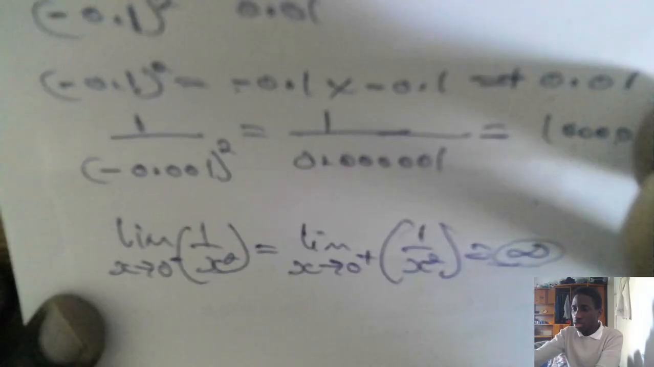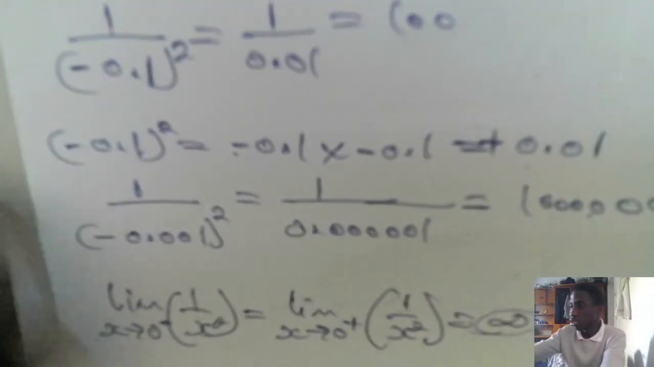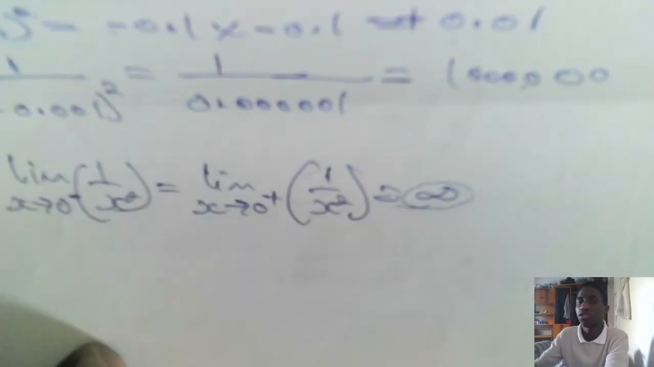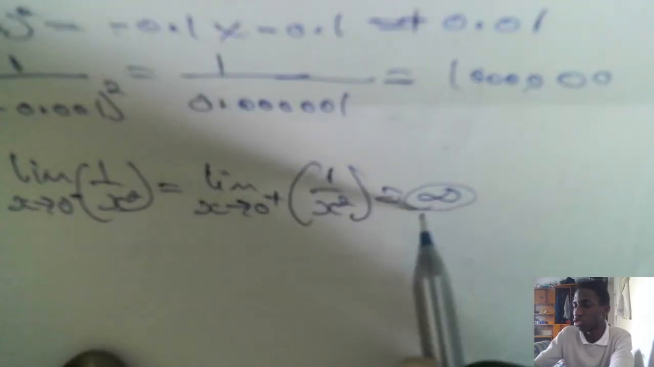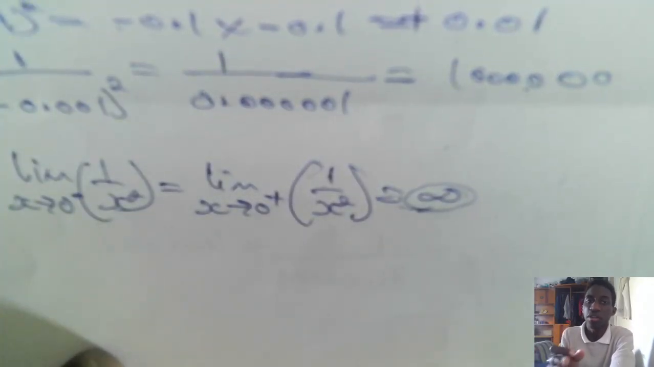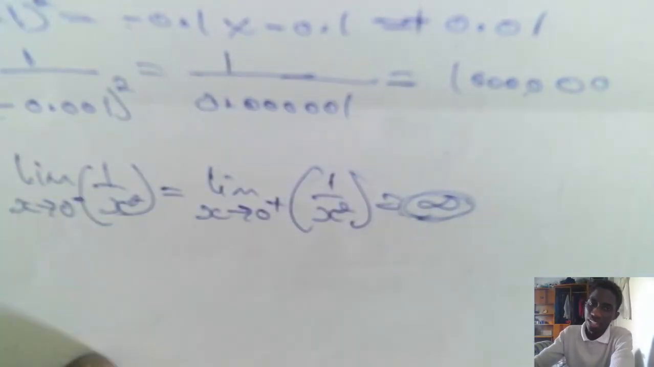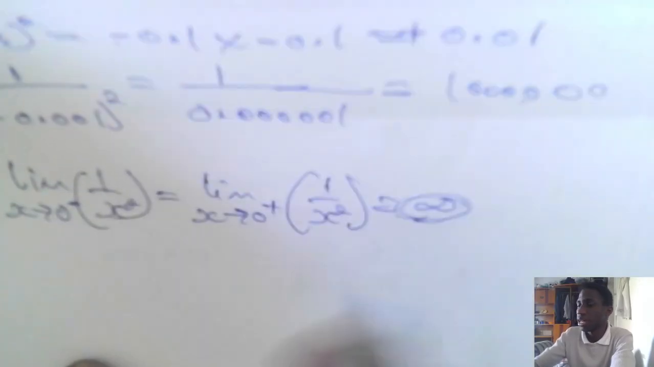Now, although this limit does not exist, hold on, it doesn't exist because infinity is not a definite number. You must have a definite result. Here we don't have a definite result. Infinity is not a real number. You must have a real number result for the limit to actually exist. So yeah, it doesn't exist, but typically we say it's infinity. So yeah, the limit is infinity.